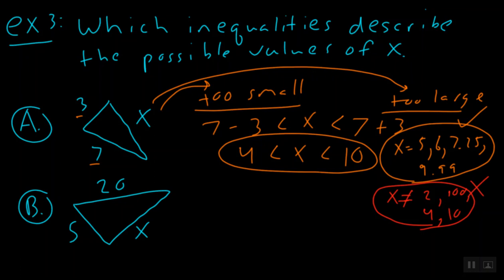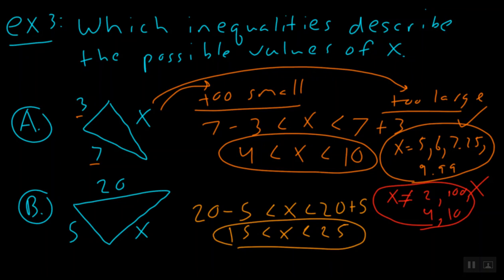Okay, so from here, we know that we're going to add and subtract. I'll always use my bigger number first for the subtraction, so we'll say 20 minus 5 has to be less than x, which has to be less than 20 plus 5. Well, we know 20 minus 5 is 15, so 15 is less than x, which is less than 20 plus 5, which is 25. And so here is our range of every single x value that we could possibly have.